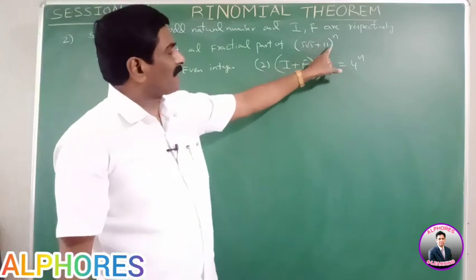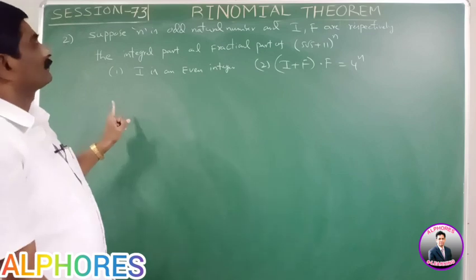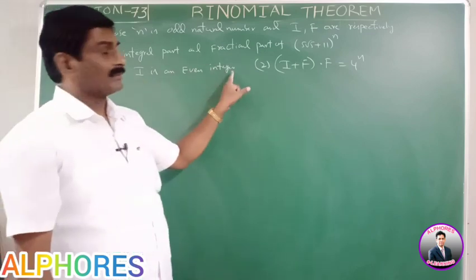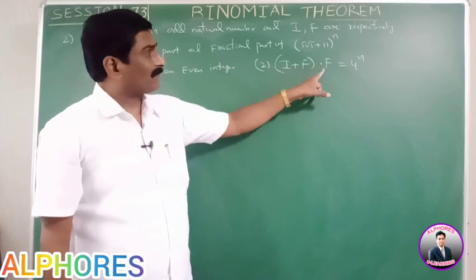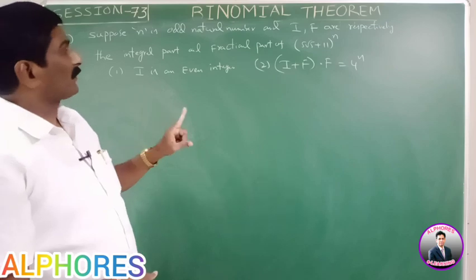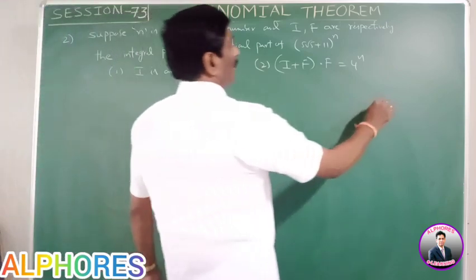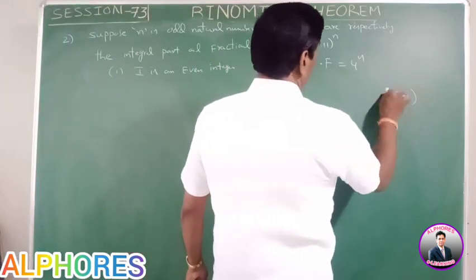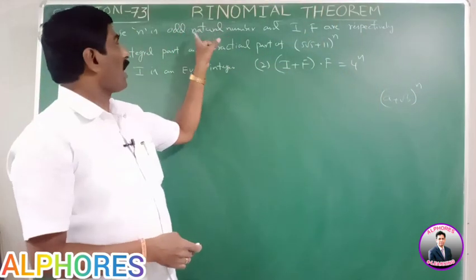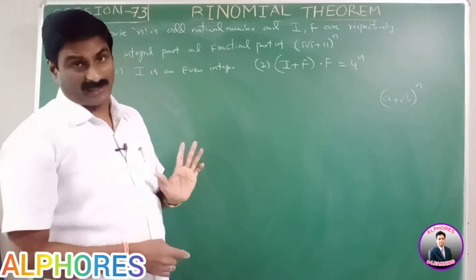(5√5 + 11)^n. The first one: I is an even integer. The second one: (I + f)·F is equal to 4^n. In the previous case, the problem was in the form (a + √b)^n, and n was any integer. But here n must be an odd natural number. Please observe the difference between the two values.